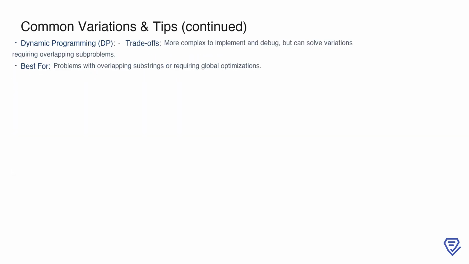Finally, dynamic programming is another approach to consider, especially for variations involving overlapping subproblems. While it is more complex to implement and debug, dynamic programming can be particularly effective for problems that involve global optimizations or overlapping substrings. For example, if the problem requires combining solutions to smaller subproblems or making decisions based on previous states, dynamic programming might be the best fit. Keep in mind, though, that this approach can be more time-consuming to set up and may introduce additional space complexity. Understanding the trade-offs and knowing when to apply each approach will not only improve your problem-solving skills but also help you stand out during coding interviews.